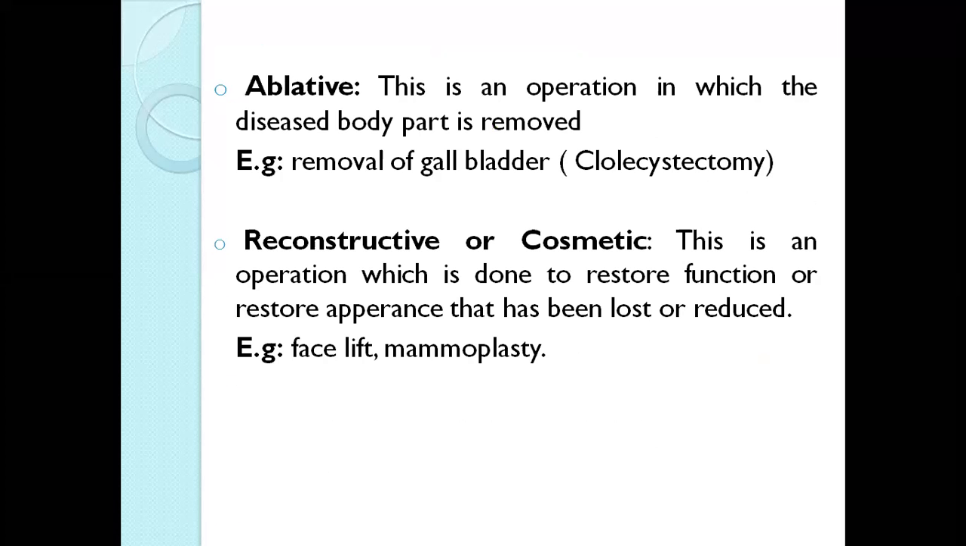Then the next is ablative. This is an operation in which the diseased body part is removed. For example, removal of the gallbladder, which is called cholecystectomy. The gallbladder is a part of your digestive system.